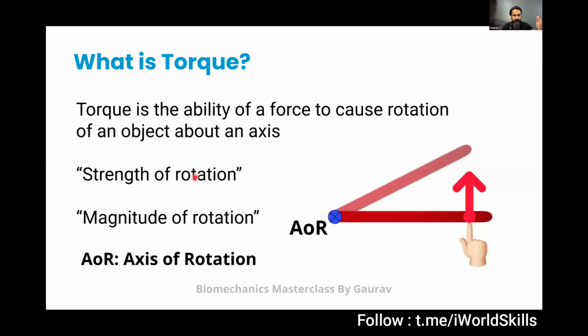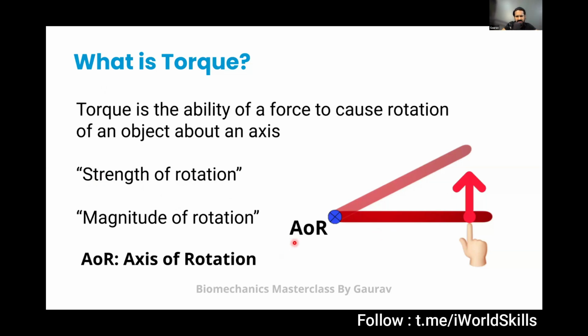Now, a lot of textbooks, when you read them, you'll see they have defined torque as the strength of rotation or magnitude of rotation. I don't get the point of making it so unnecessarily complicated. Torque is very simple, guys. The ability of a force to cause a rotation of an object about an axis.